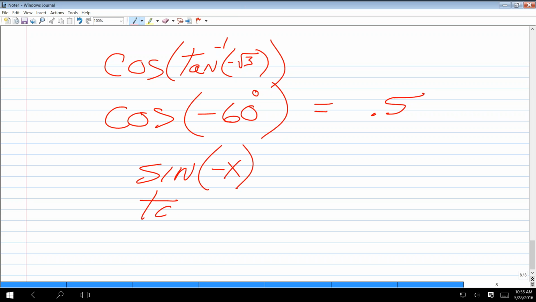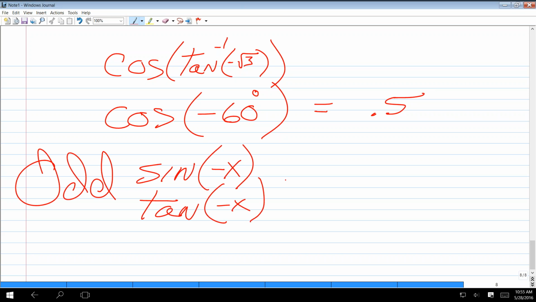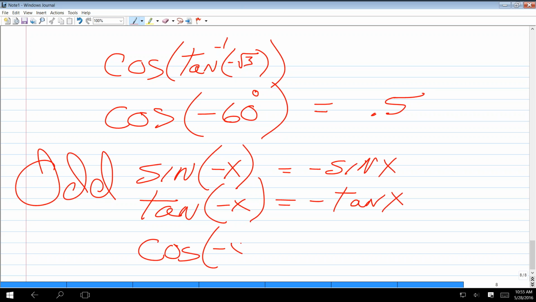Both sine and tangent are odd functions, in that the sine of negative x equals negative sine of x, and tangent of negative x equals negative tangent of x. But cosine of negative x equals cosine of x. Correct. Cosine is an even function, where when you substitute negative x, you still get cosine of x.